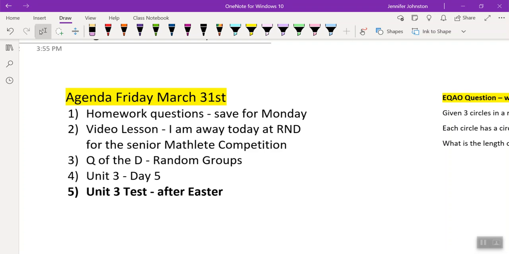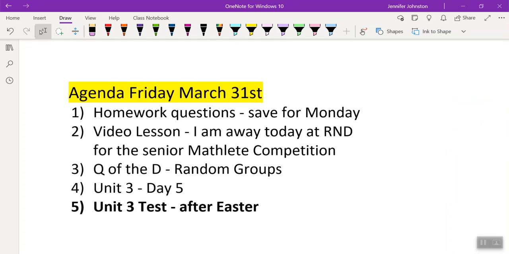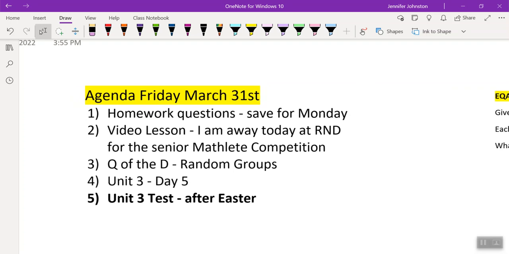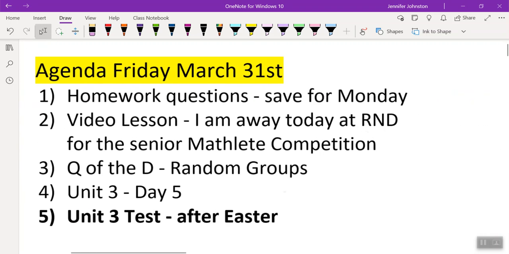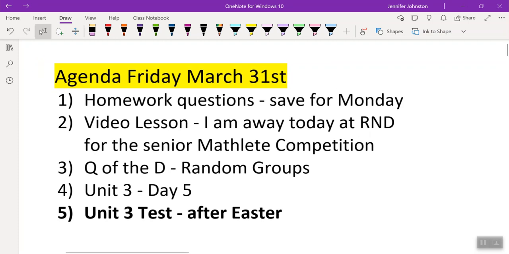Right after that, we are going to be looking at Unit 3, Day 5, and our unit test is going to be after Easter. At any time within the video, please press pause, rewind, fast forward, and walk around the classroom to ensure that students are writing down the appropriate questions in their papers. If you're looking for more Day 4 or Day 5 questions or papers, they are on the right hand side of the teacher's desk. So go put students in groups, press pause, and let's get started on this EQAO question.